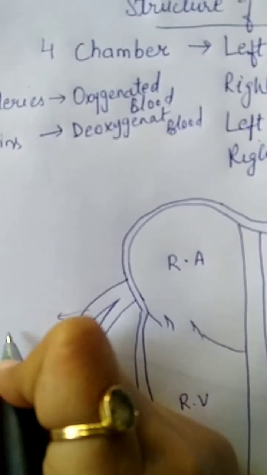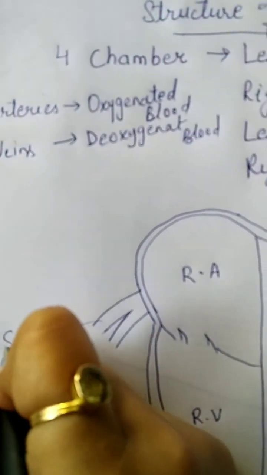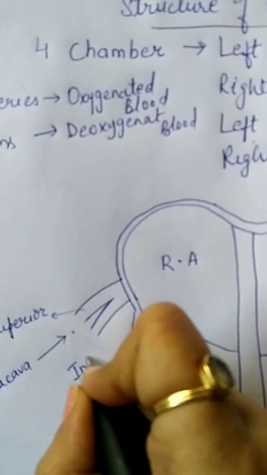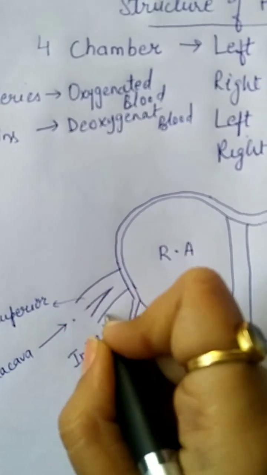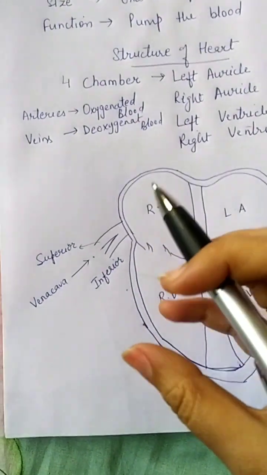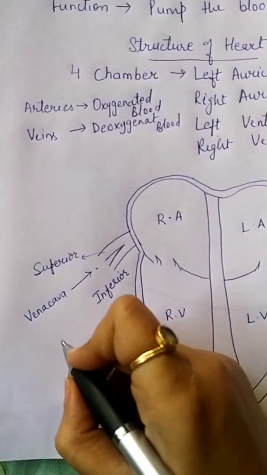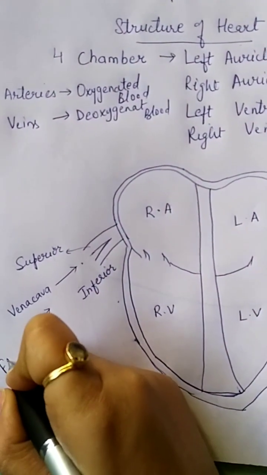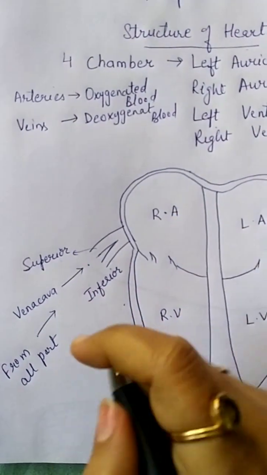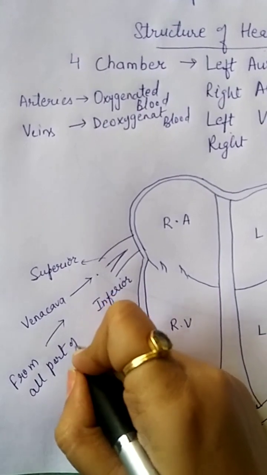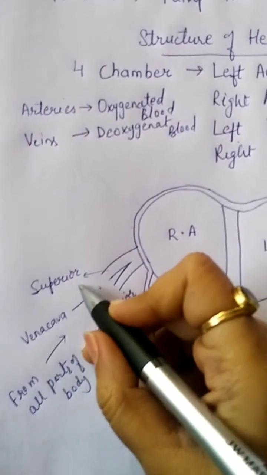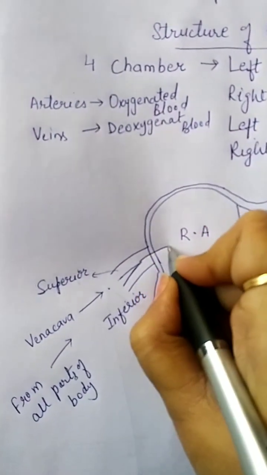One is superior vena cava. The upper one is called as superior, and the lower one is called as inferior. These are the parts of vena cava. So superior vena cava and inferior vena cava brings the deoxygenated blood from all parts of the body to right atrium.